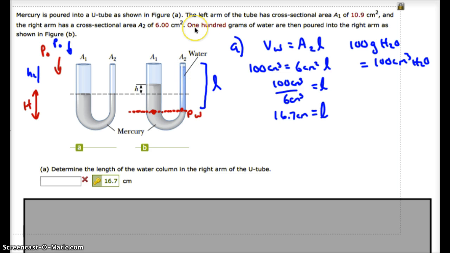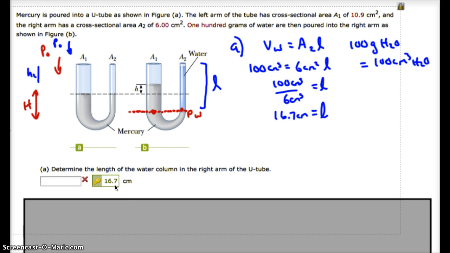If you take a look, they're going to put 100 grams of water in this cylinder, and they give you the area. And if we remember that the density of water is 1 gram per cubic centimeter, 1 gram per milliliter, we know that the 100 grams of water would have a volume of 100 cubic centimeters. And the volume of a cylinder is its area times its length. So if we want to know the length of this column, or the height of this column of water, we can set the volume of water equal to its area times its length. So then we're simply solving for L, and we end up with our first answer of 16.7 centimeters.